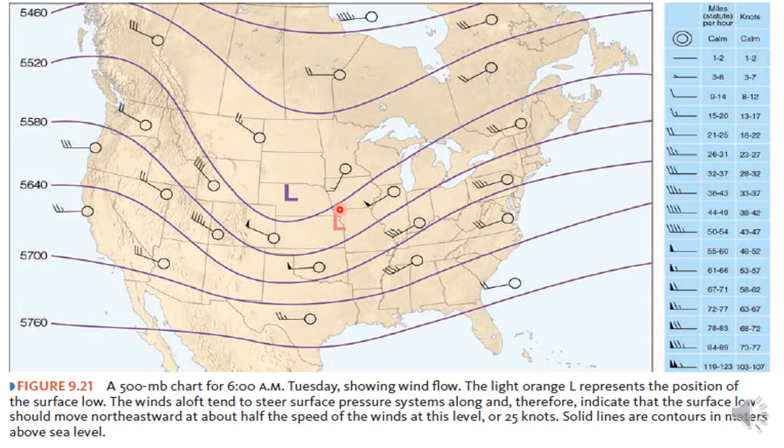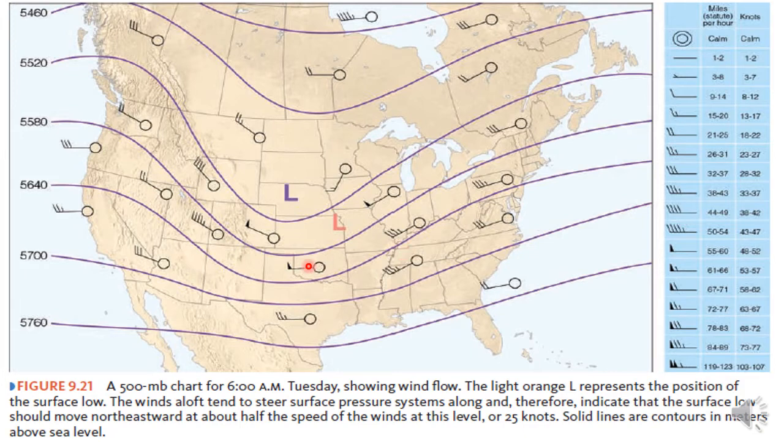So the winds aloft tend to steer surface pressure systems along. Therefore, as we observe the 500 millibar upper air chart, it suggests that the surface low should move to the northeast at a speed of 25 knots. The solid lines here are contours in meters above sea level.